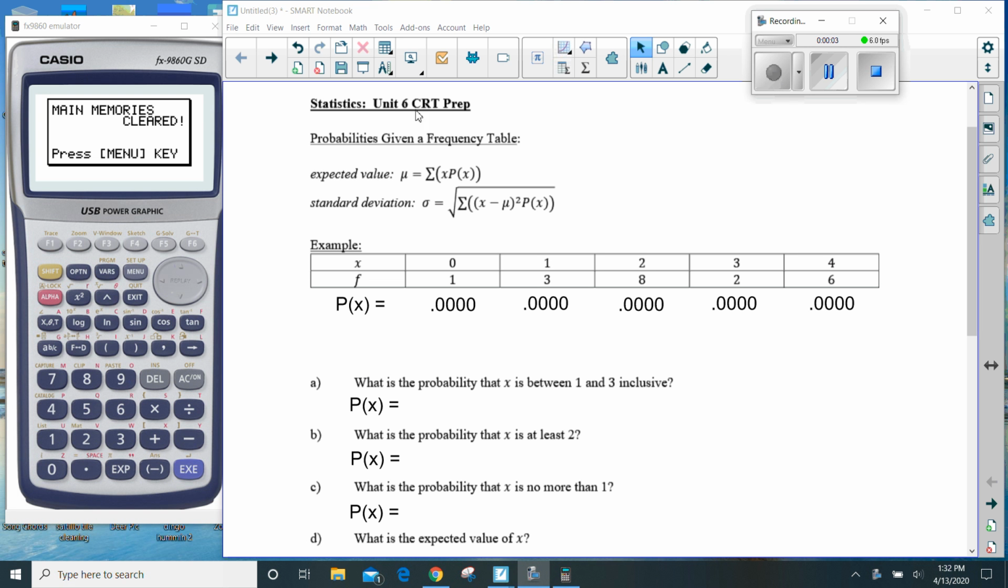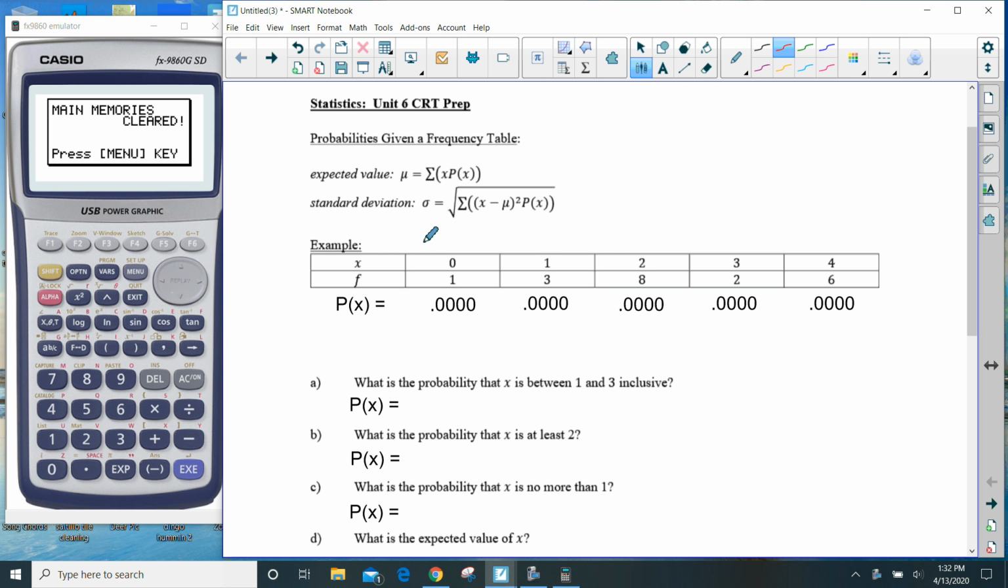What I'm going to be covering now is the Unit 6 CRT preparation. This pretty much boils down to two different topics, but the brand new topic is probabilities given frequency tables. A frequency table that looks like this is the problem that is given.